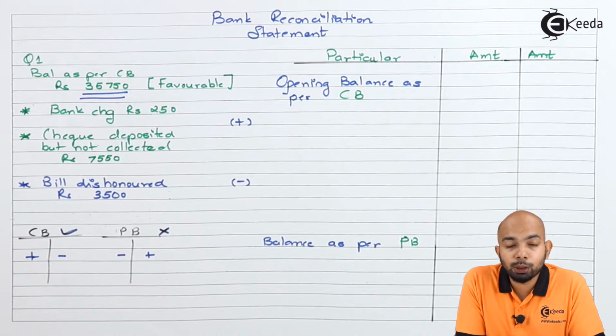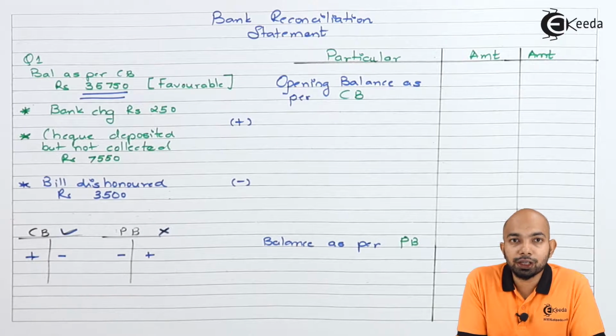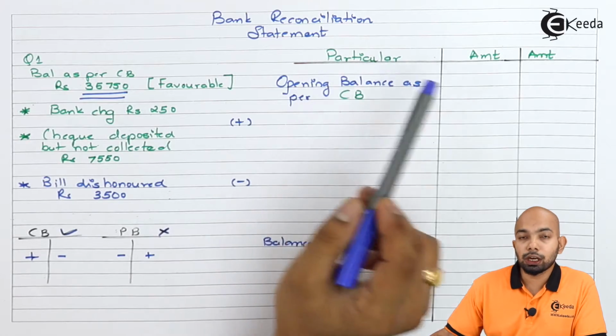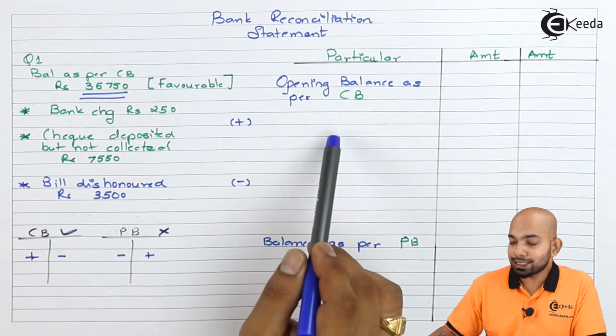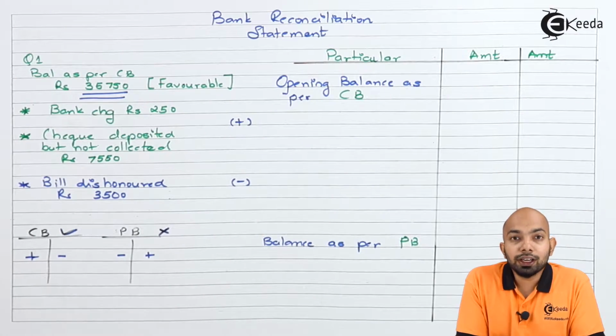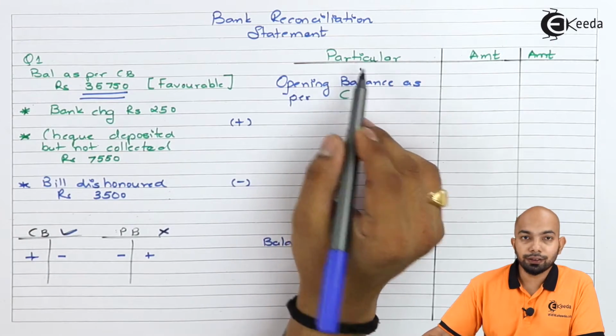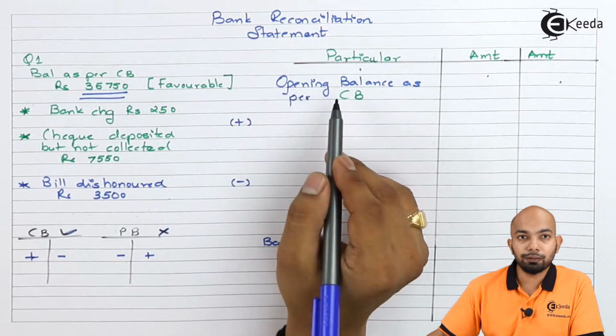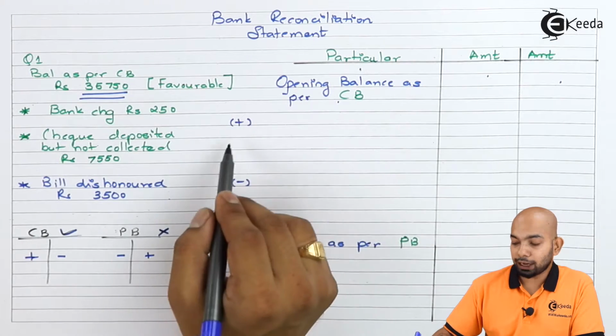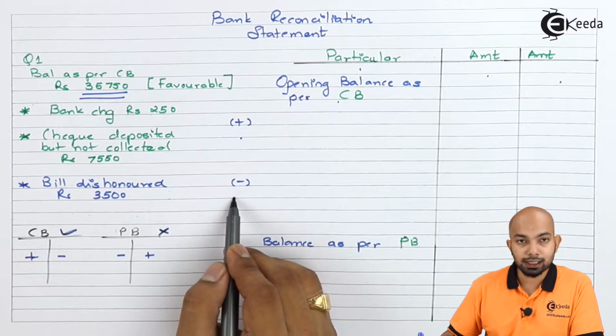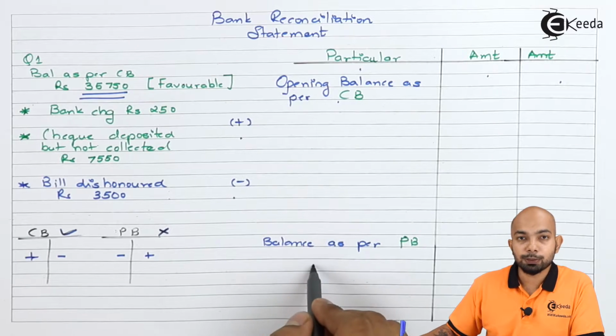So as it is a favorable balance, that means this is a positive balance. The specimen has been mentioned here. You have particulars, you have amounts, you have all the transactions mentioned here. The specifications or the format has been already mentioned here. We have particulars, we have amounts, we have the favorable balance part here, we have additions, we have subtraction signs, and we have the balance as per the specific book.